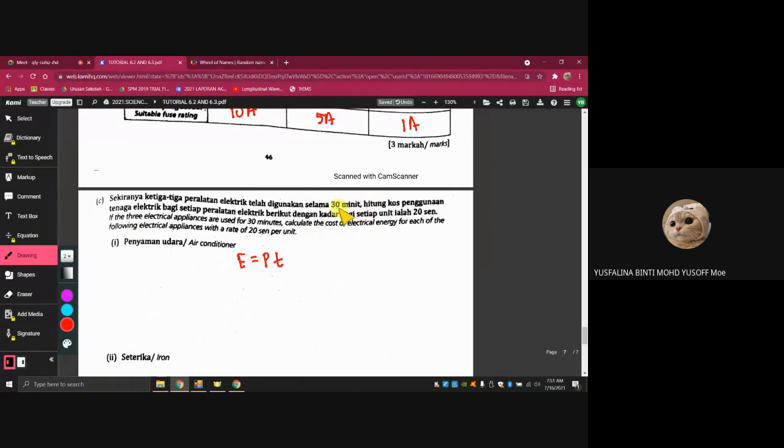So you have to change to hours by dividing with 60. Because when you want to calculate the cost of electrical energy, your answer must be in kilowatt hour. So the unit for the power must be in kilowatt and the time must be in hour. This is only if you want to calculate the cost of electrical energy. But if they ask you to find the electrical energy, then you put the power in watt and the time in second. But if you want to calculate how much you need to pay for the month, for the bill, you have to change to kilowatt hour. So what is the answer here?